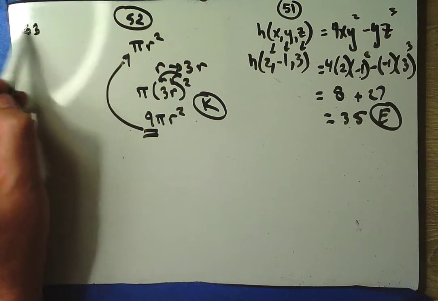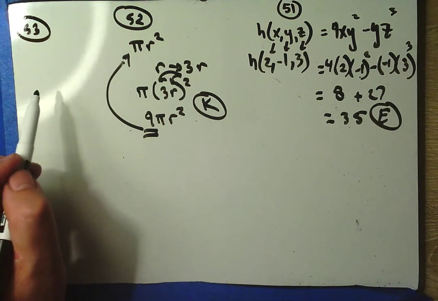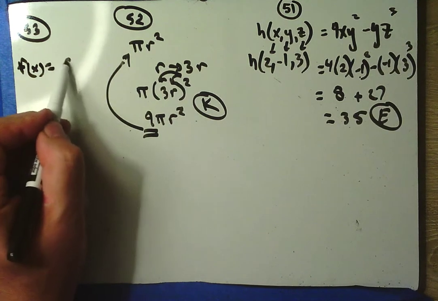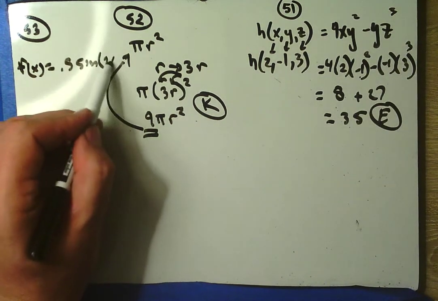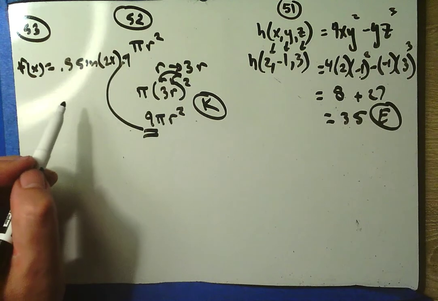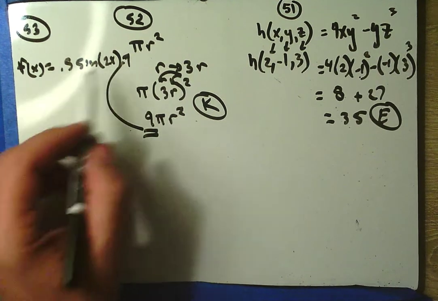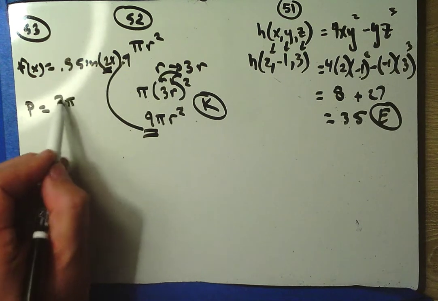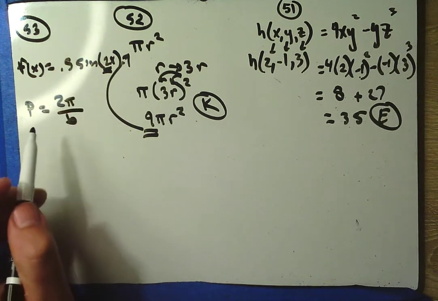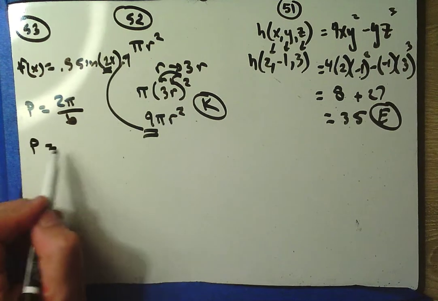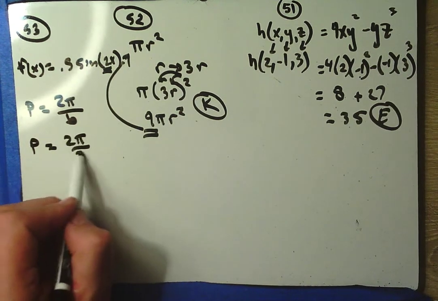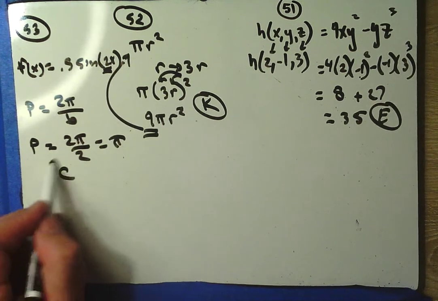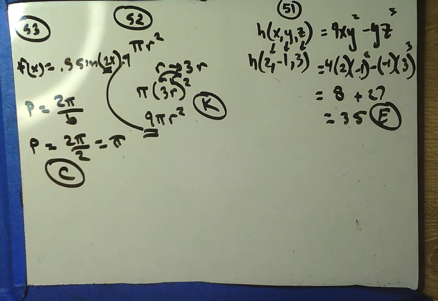Okay, 53. We'll be doing this in January. The graph of f of x equals 0.5 sine 2x is graphed below. What's the period of the function? Well, here's our b value, and we know that period is 2 pi over b for sine and cosine. So if I do period equals 2 pi over 2, the period of this function would be pi, and that's why C is my answer here.